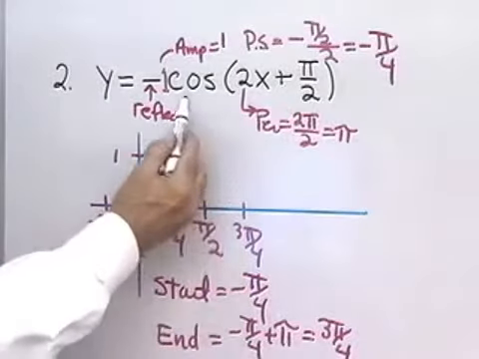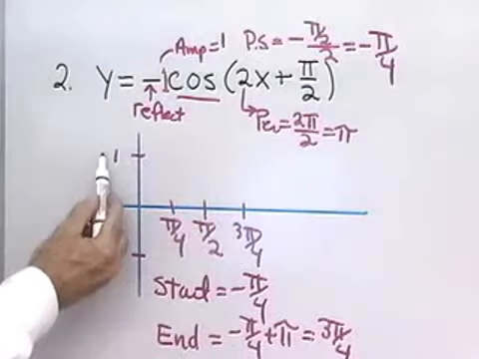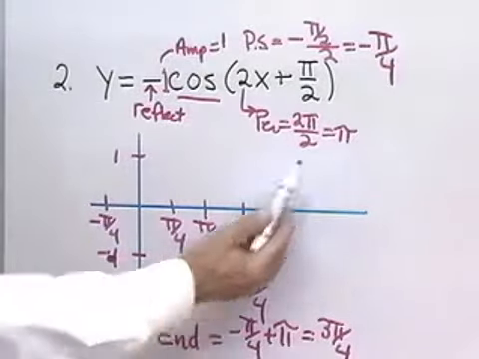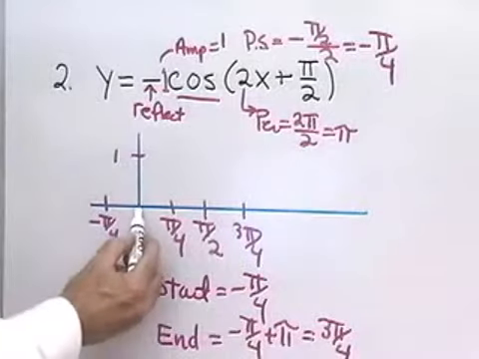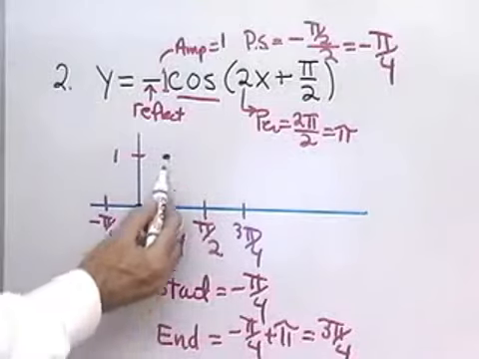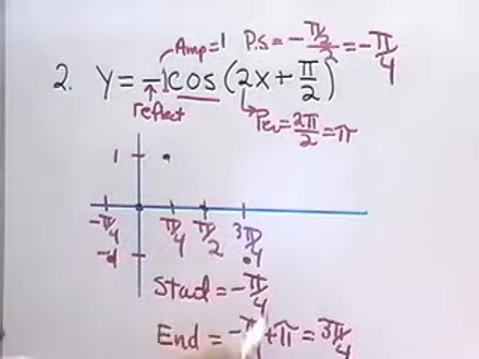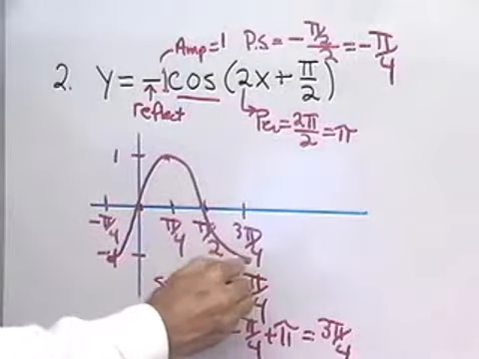So I have a cosine curve. It's reflected, so instead of starting at 1, it's going to start down here at negative 1. It's going to go through one complete cycle in pi units. So I'm going to go from negative 1 to 0 to 1, back down to 0, and then down to negative 1. So I should get a curve that looks something like this.